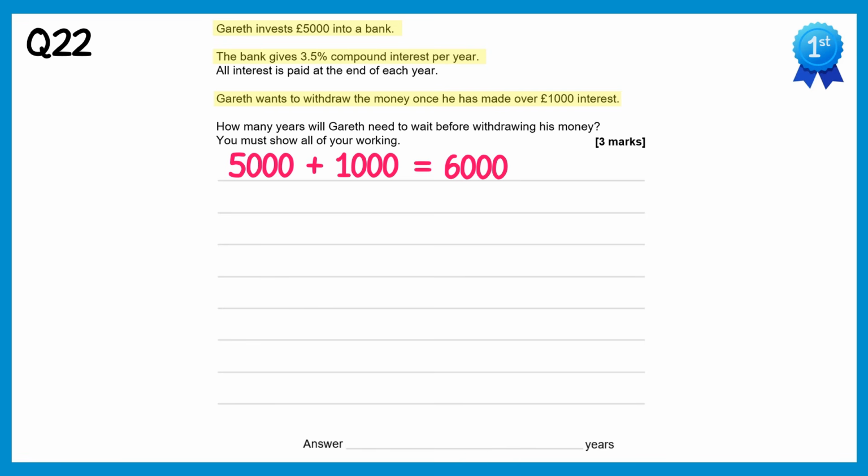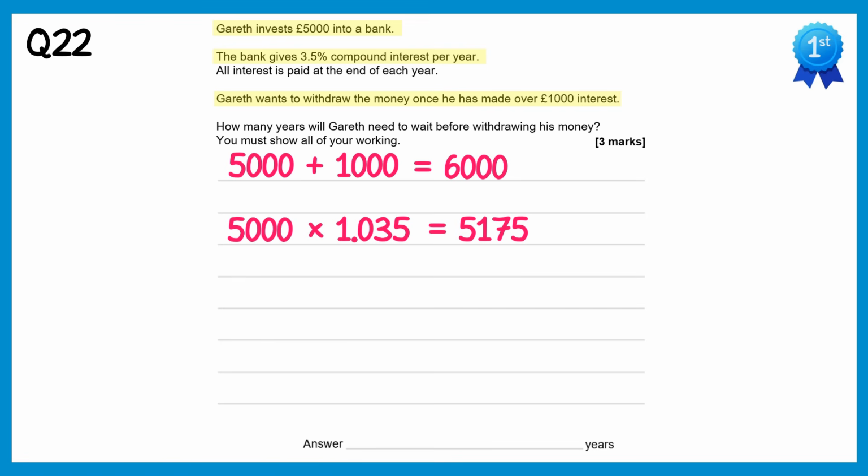So let's try and work out how much money he would have at the end of each year and look for the first one that's above 6,000. So he's going to invest £5,000 and the interest rate is 3.5%. To increase a number by 3.5%, you multiply it by 1.035. So if we do this for 1 year, we do 5,000 times 1.035, which is £5,175. So we're looking for £6,000, so at the moment we're a very long way off.